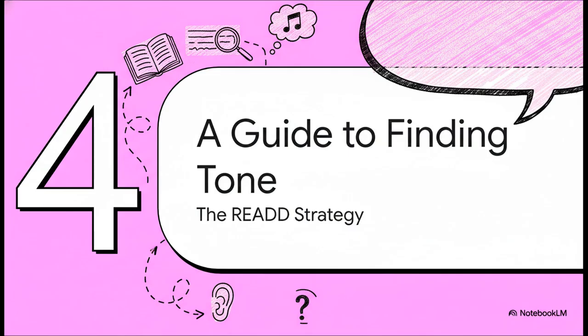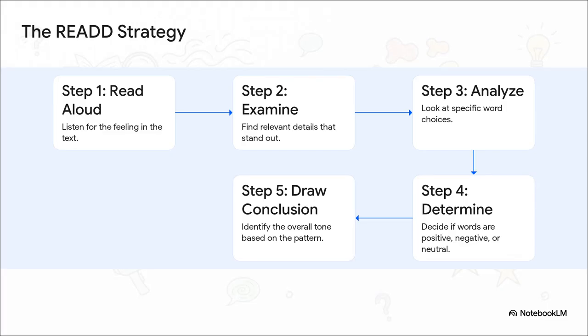Okay, so that's the theory. But how do we actually do this? Let's get practical. I'm going to give you a super simple step-by-step strategy you can use to find the tone in anything you read. The strategy is called READ. That's R-E-A-D-D with 2 Ds.